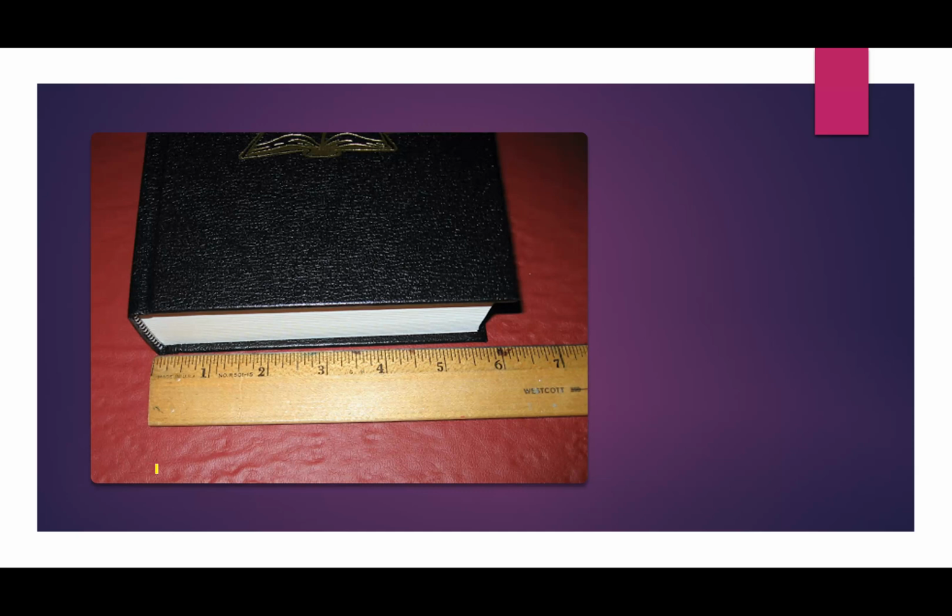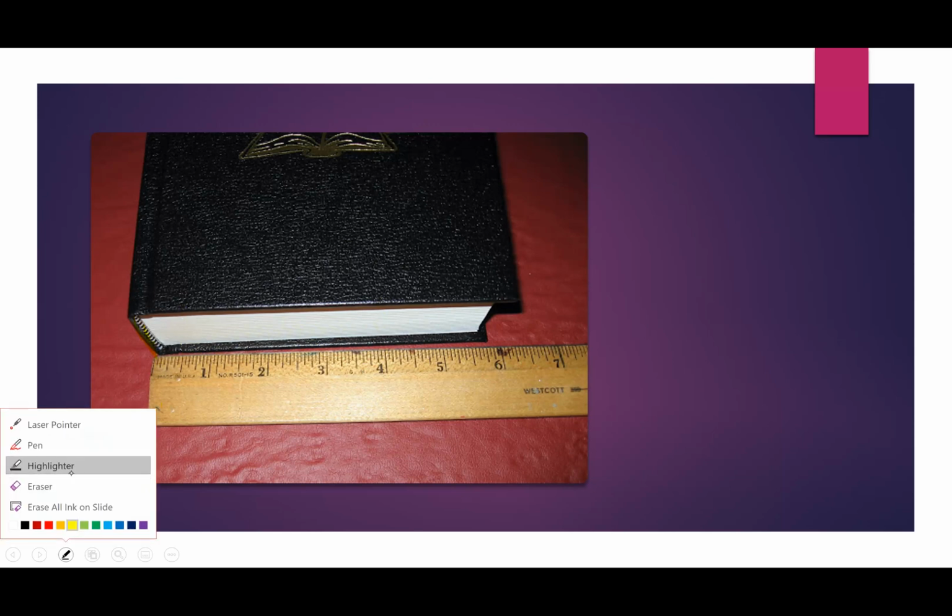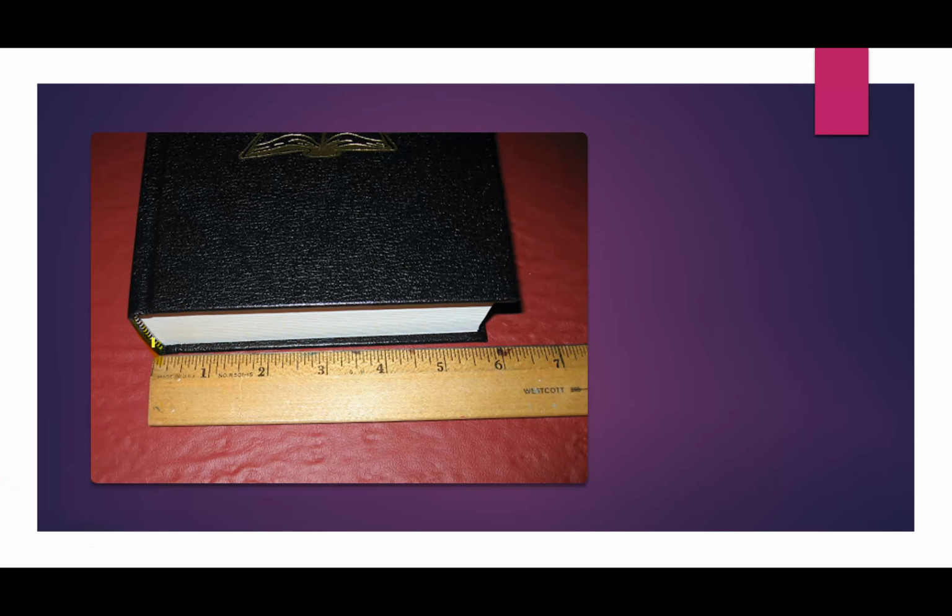Now let's take another example. You see the book here? If I want to measure how long my book is, I will place my ruler on one end, and I will take it all the way till the end of the book. I will start from one end, and I will go all the way to the other end. So this is the length of my book.